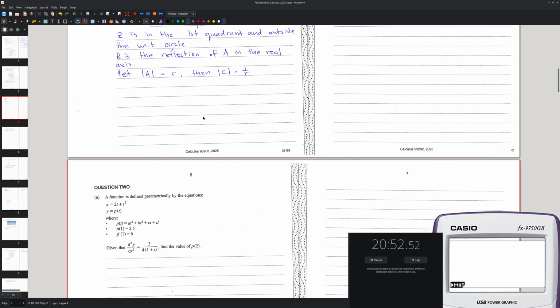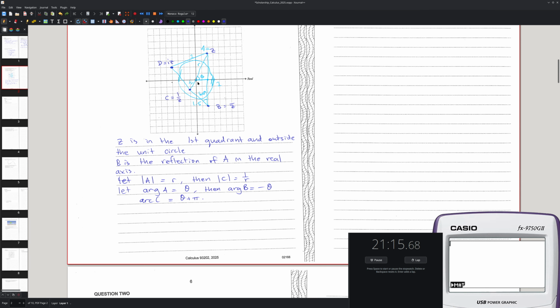Let arg A equal theta, then arg B equals negative theta, arg C equals theta plus pi, right? We basically know this length is equal to this length. Then this angle is 60 degrees. How does that help us?